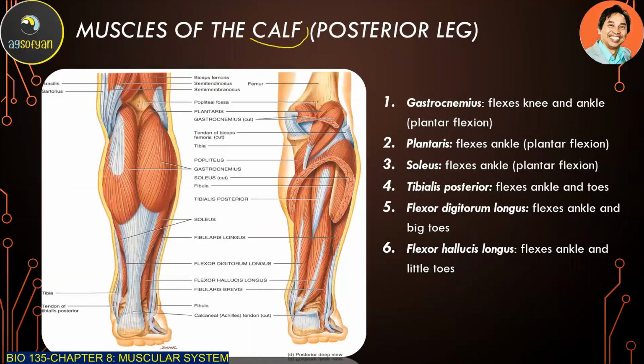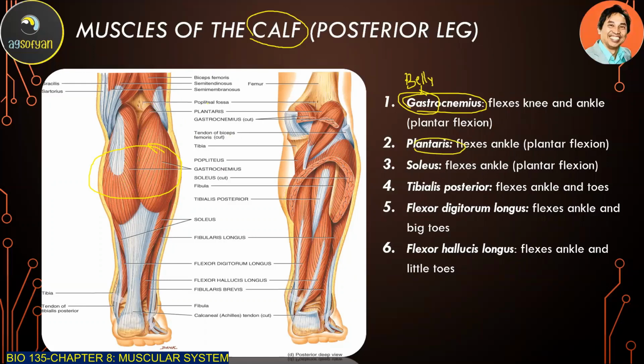Muscles on the calf, on the back of our legs. The biggest one is the gastrocnemius. Gastro means belly. If you see the muscle, it just looks like a belly. Sometimes some people have very big muscles over here, just like a big stomach, a big belly. So that's the gastrocnemius.